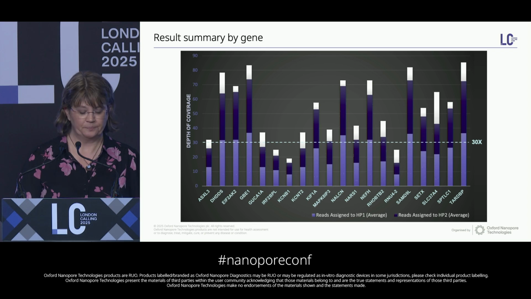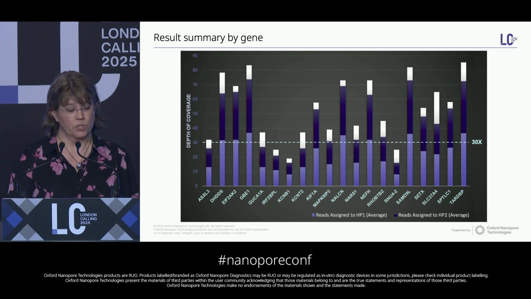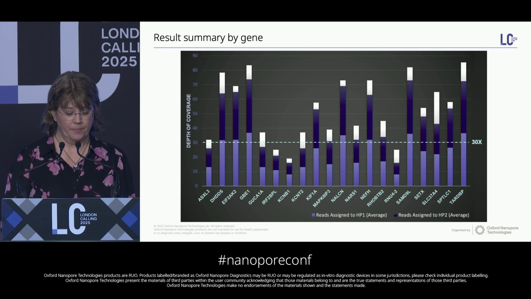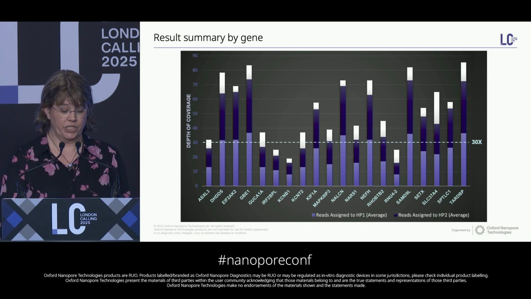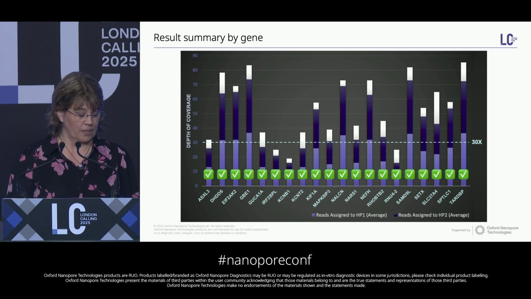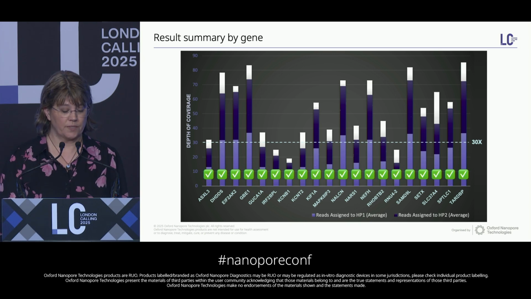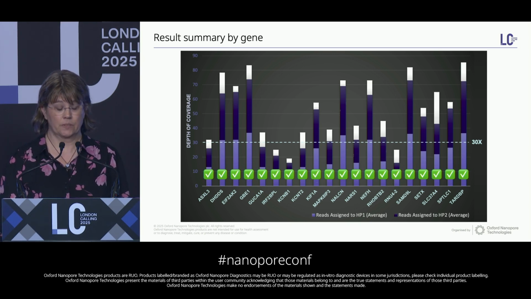And here's a summary of sequencing depth across the genes we've targeted. Most genes had greater than 30x depth, with an average of about 54x total per gene, with a balanced distribution between haplotype 1 and haplotype 2. This level of coverage was sufficient for us to successfully phase the variants of interest in all samples.